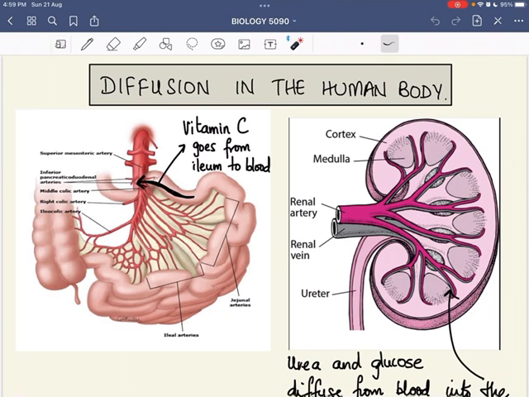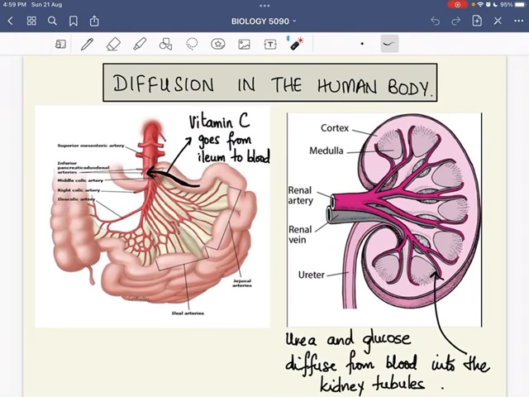So diffusion is a process which is vital to the life of all living organisms for many of the life processes that are happening inside our body. Similarly, we have urea and glucose.